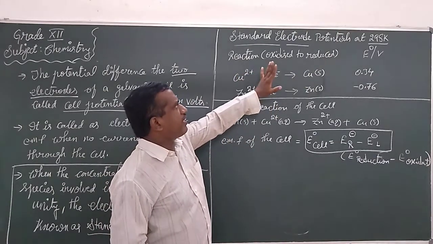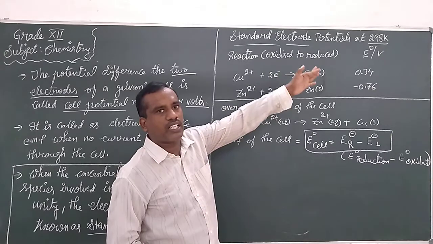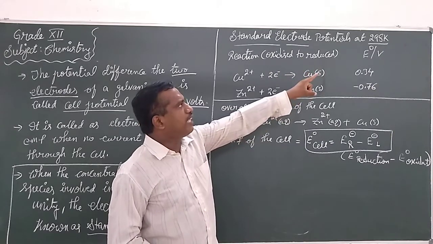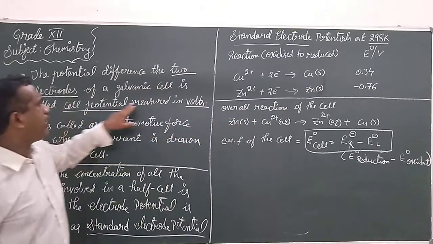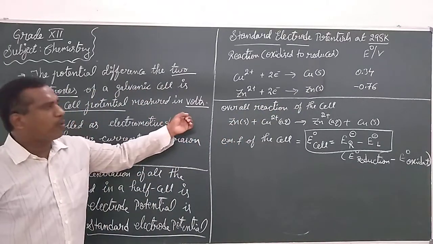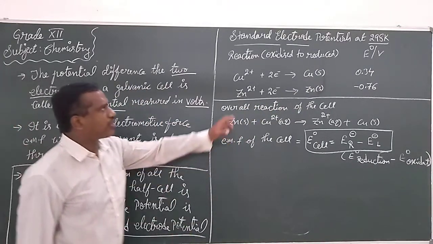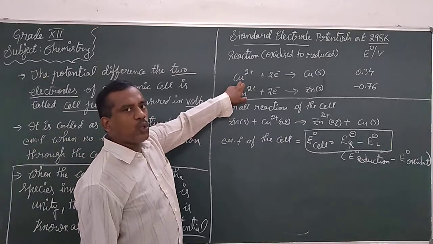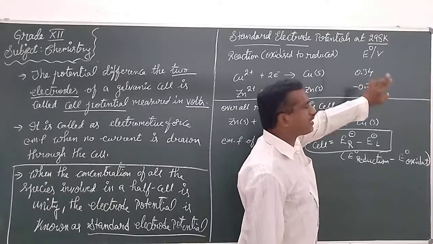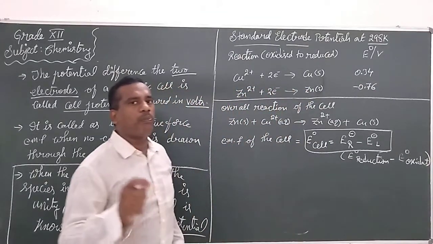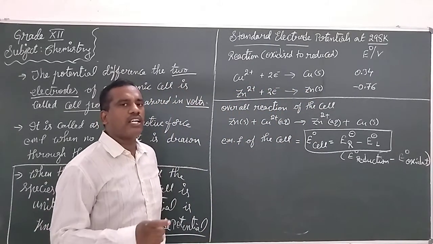See, in a reaction, the oxidized form is converting into the reduced form. How is the electrode potential measured? The cell potential or the electrode potential will be measured in volts. Cu2+, when it is converting into Cu, its electrode potential is 0.34. How much is the electrode potential?